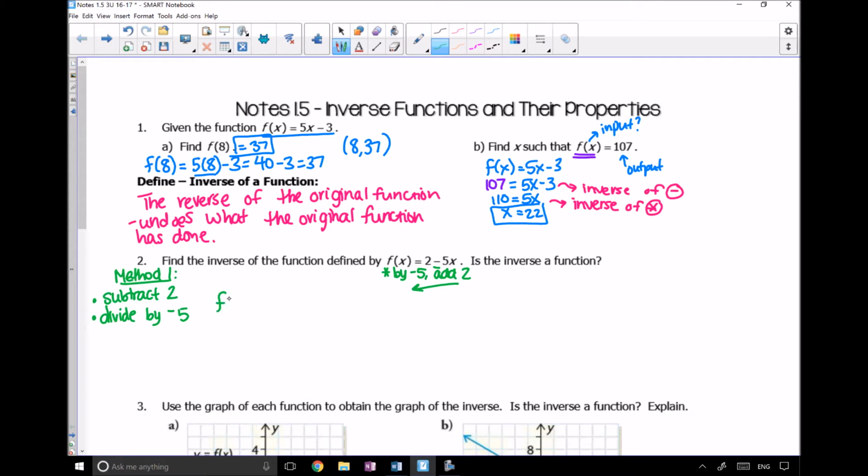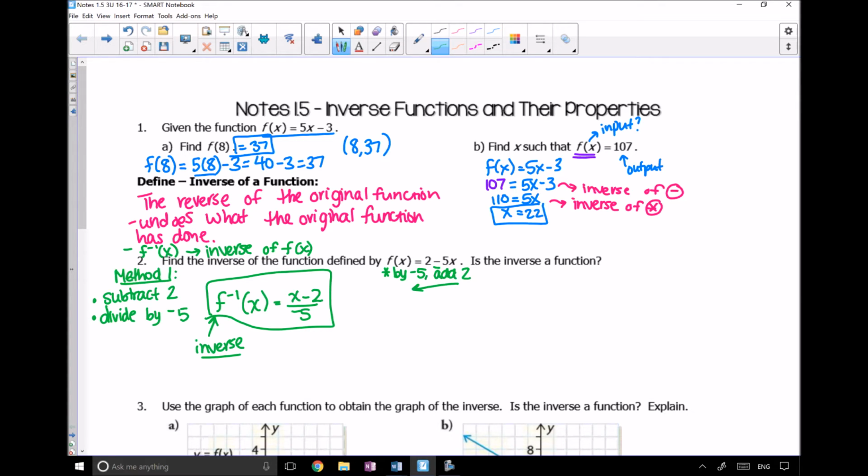Now, this notation right here means the inverse, and that's key for you to know. We're going to say that f to the negative 1 of x just means inverse of f of x. So to find the inverse, I'm going to take my input, subtract 2, and then divide my whole answer by negative 5. So the inverse of f of x here is x minus 2 over negative 5.